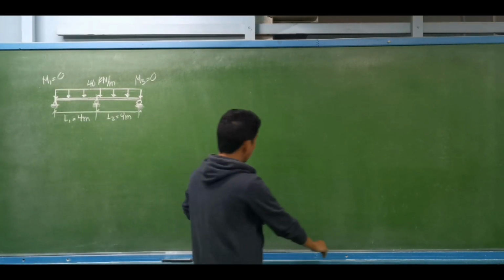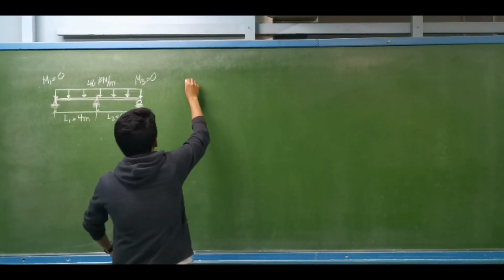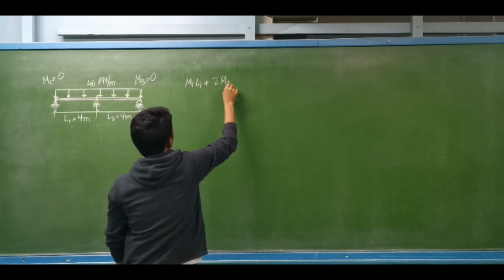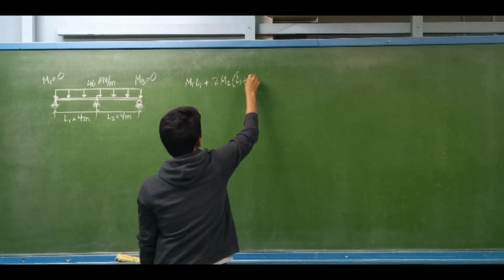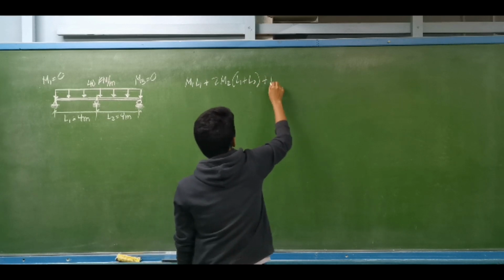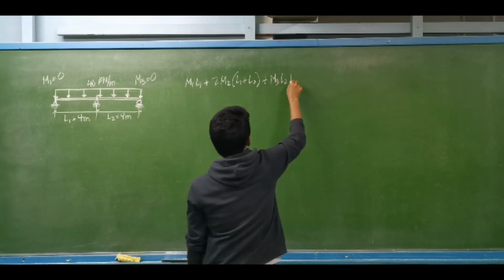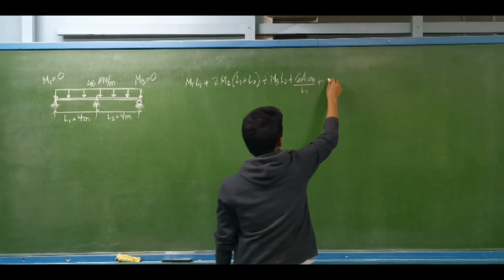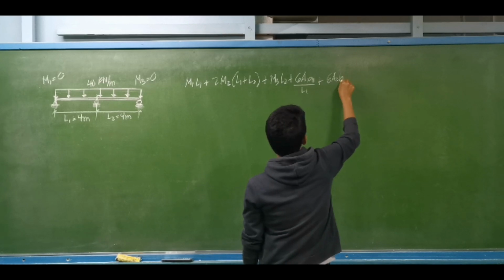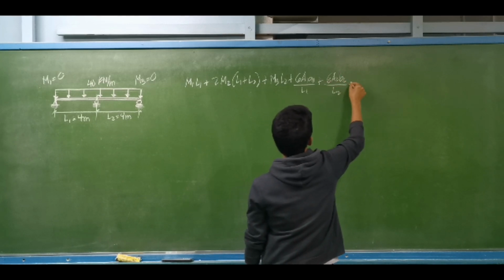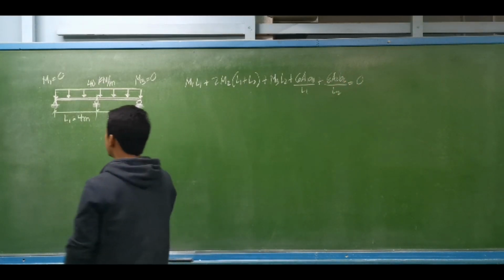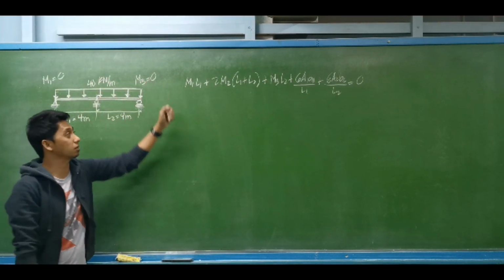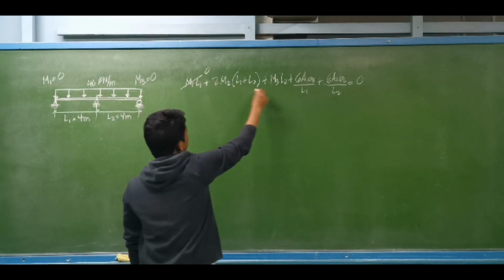From our three-moment equation, that is, the moment M1 times L1, plus twice the moment of the middle support multiplied by L1 plus L2, plus the moment M3 times L sub 2, plus 6 times A1 over L sub 1, plus 6 times A sub 2, B sub 2 divided by L sub 2, equal to 0. Again, the end supports are simple supports, so the moments are equal to 0. That makes these terms 0.